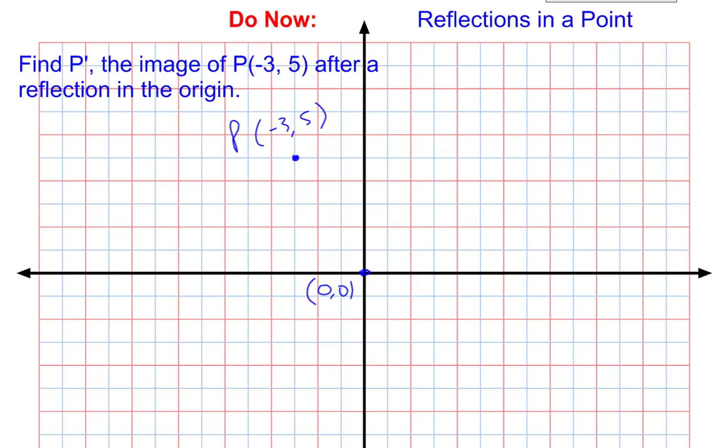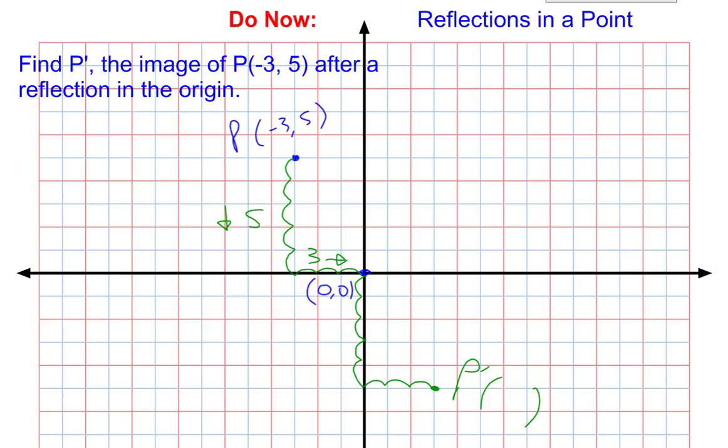In other words, let me count how many units down and across I need to go, and then let me do the same thing in the opposite direction. Go down and across the same number of units. Let's see what we got. We have 1, 2, 3, 4, 5, and then 1, 2, 3. So I went 5 units down, and I went 3 units across. So again, I'm going to go 5 units down, and then 3 units across. So this is going to be my point P prime.